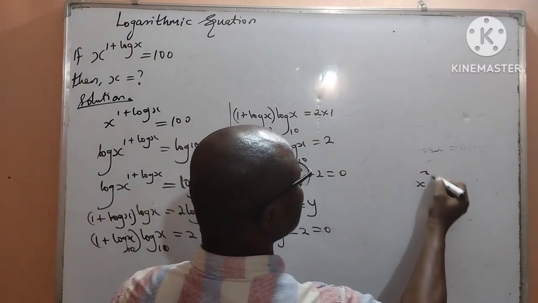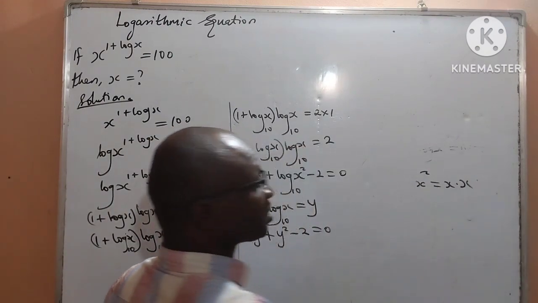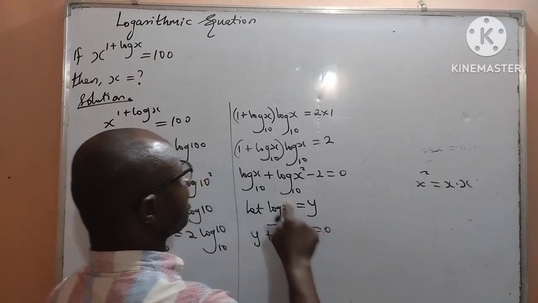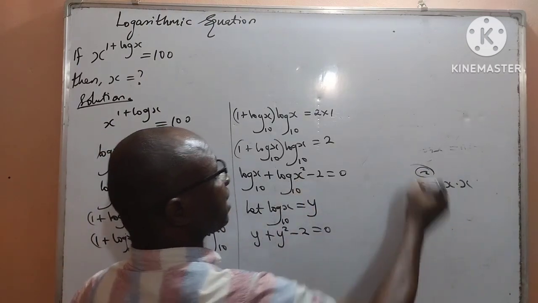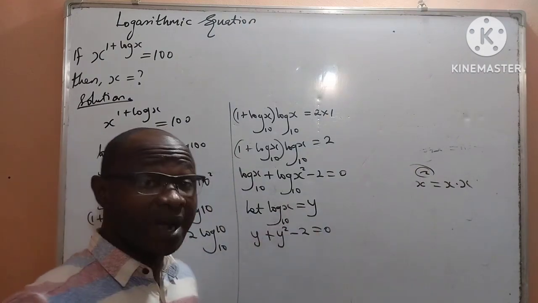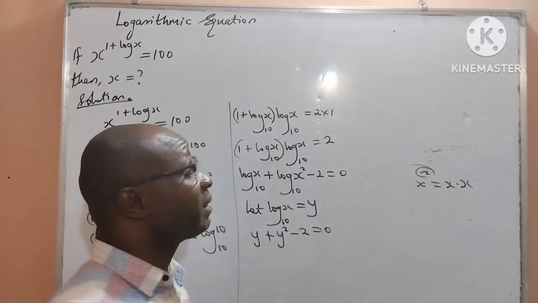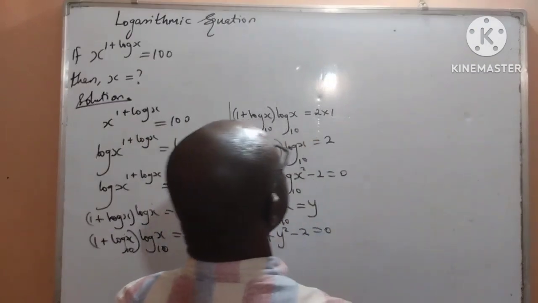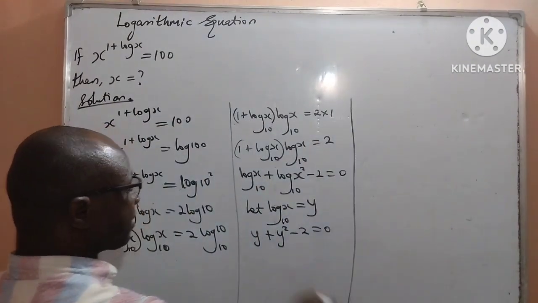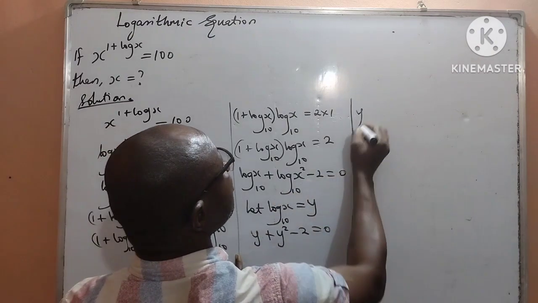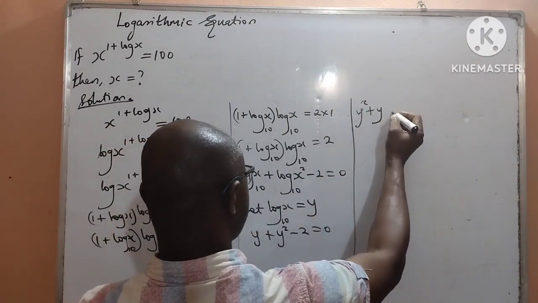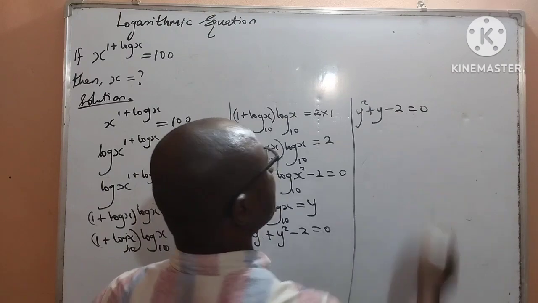You see, x squared means x multiplied by x. Okay? And therefore the log of x to base 10 is y. Then because of the squared here, that is why we have y raised to the power 2. Now, if you look at it very well, or by rearrangement, it will be y squared plus y, then minus 2 is equal to 0.